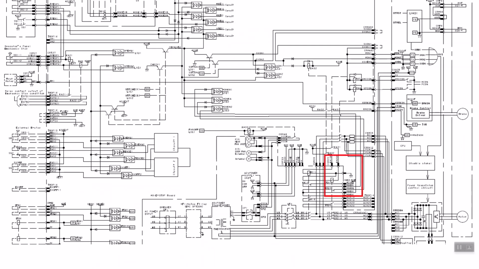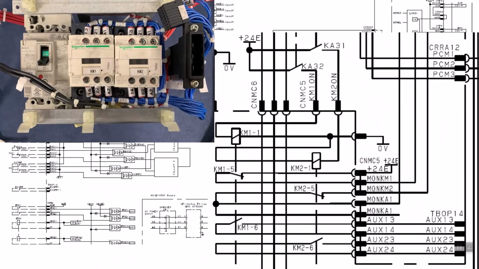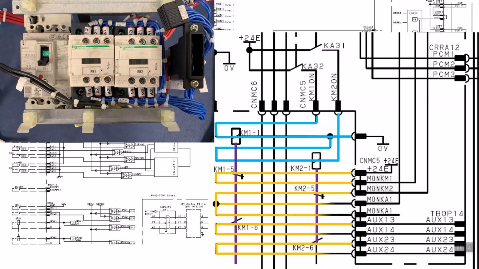CNMC5 connects to the MCC board and has 24 volt outputs to open and close KM1 and KM2. It also has inputs to monitor the status of KM1 and KM2.